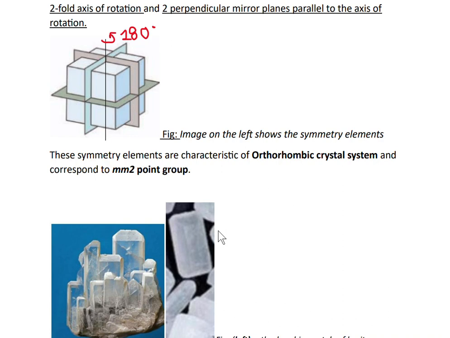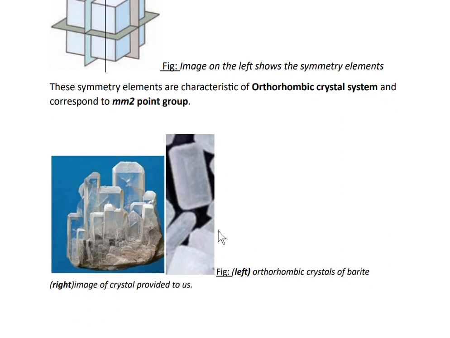Also, I confirmed my thinking by finding that orthorhombic crystals of barite also resemble the same morphology of the crystal. These are shown in the bottom left. After this, I confirmed that my given crystal is also orthorhombic, and the point group is mm2.